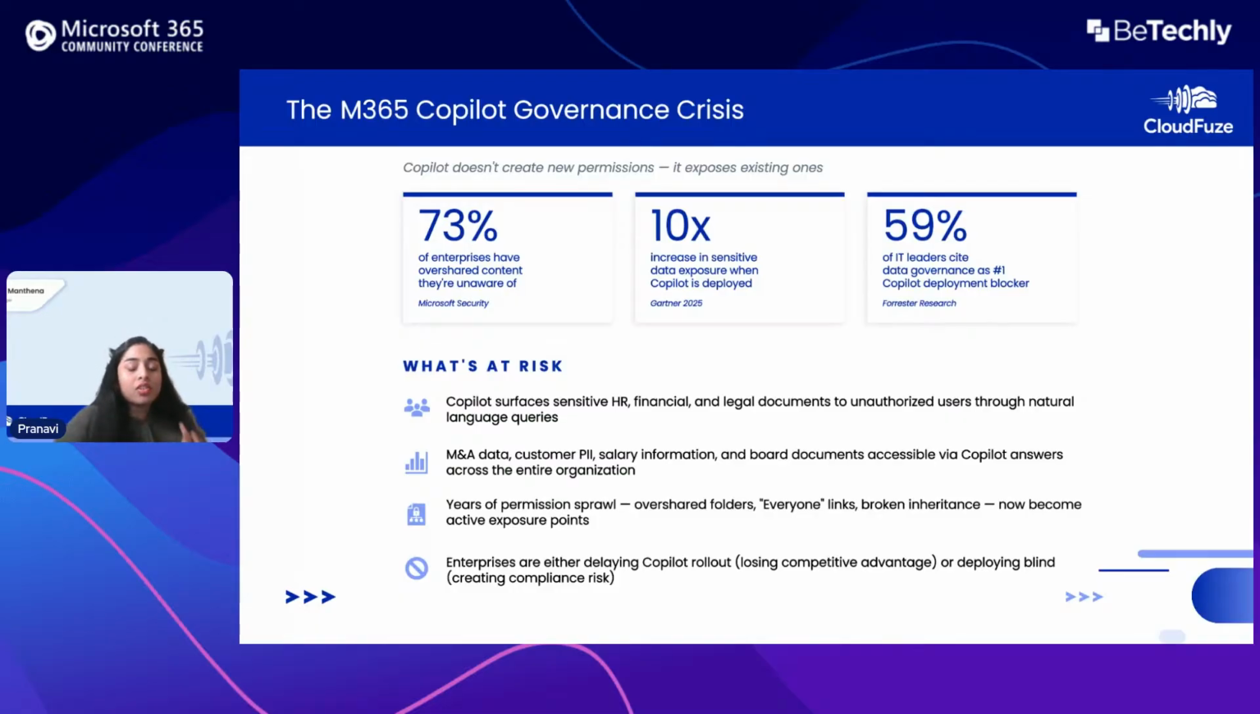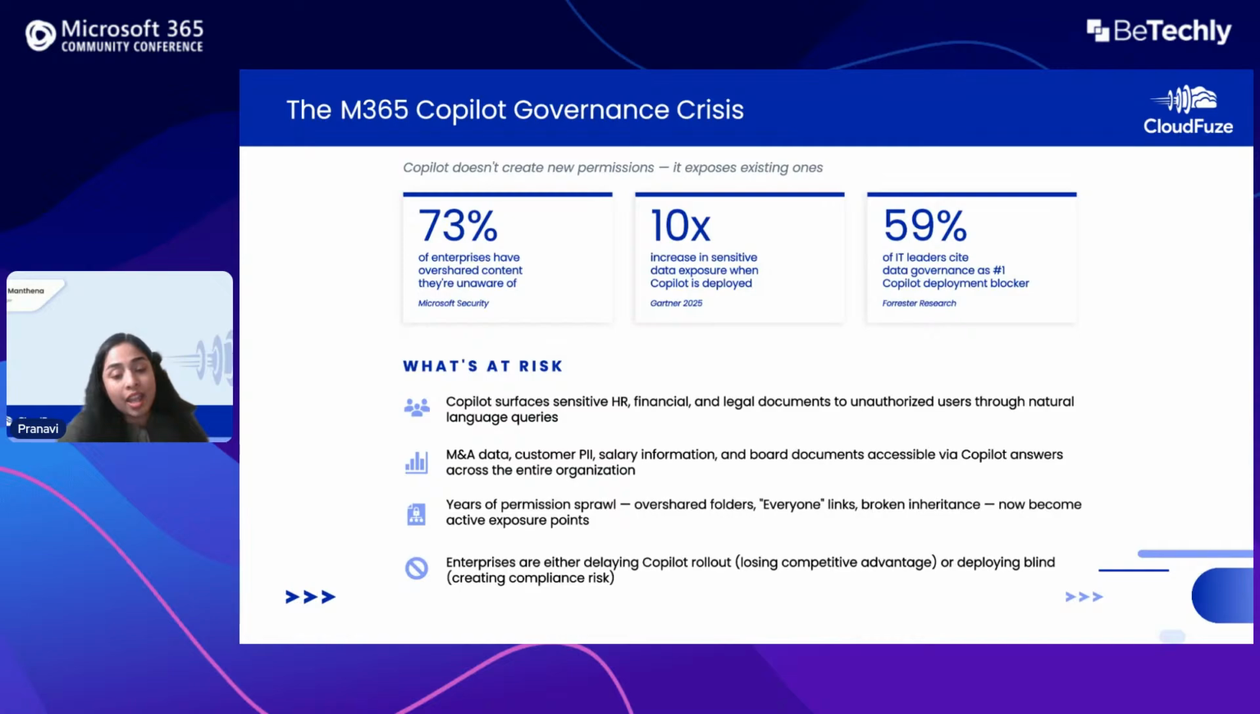So organizations are kind of stuck in a lose-lose position there. Either you deploy Copilot or you lose that competitive edge, or you deploy it blind and create some serious compliance risk for you there. So what actually is the risk that I'm talking about?